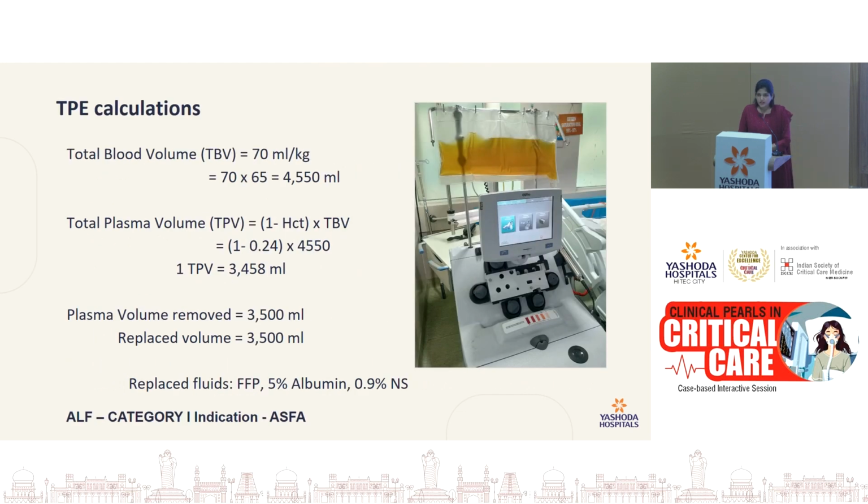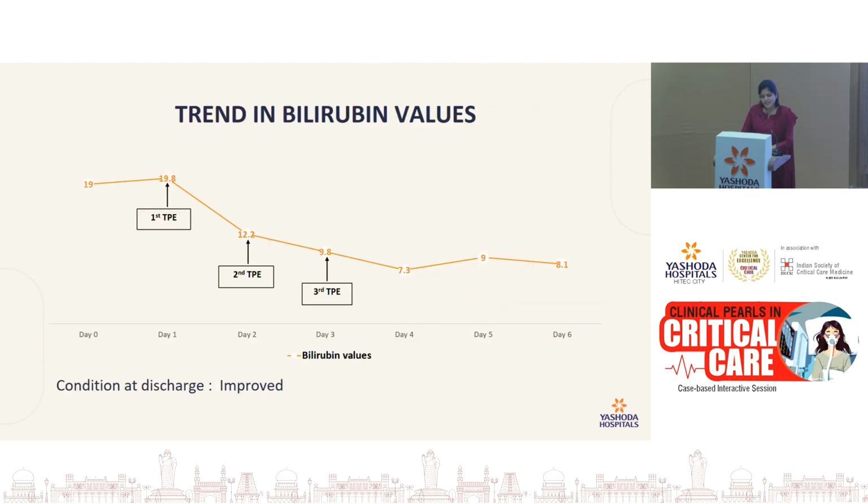So acute liver failure is again a category 1 indication as per ASFA. You can see the calculation. We have not done high volume exchange for this patient. We have done a standard volume. Standard volume is what we call 1 to 1.2 TPV. We have just done that. And you can see the trend in bilirubin levels. 3 consecutive procedures were done and bilirubin just normalized.